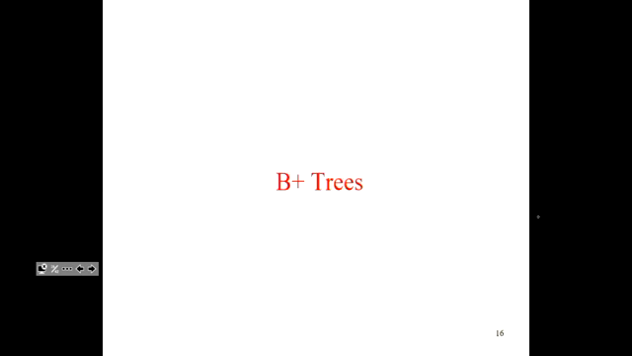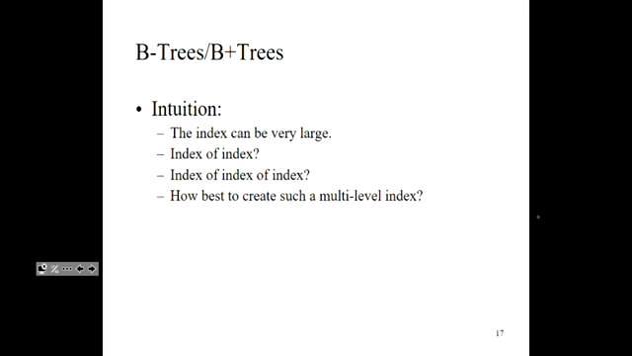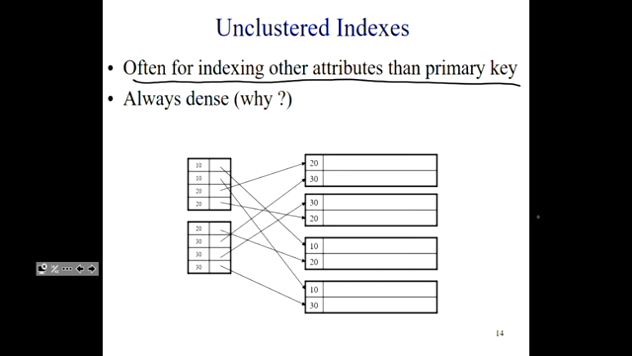Okay, so let's dive into B plus trees. The intuition behind B trees or B plus trees is that if you thought about the previous index structure that we had, let's say you're talking about UINs, there could still be a very large number of UINs in your student database, right? There could be tens of thousands or hundreds of thousands of UINs. So how do you retrieve a specific UIN? Going through the list of UINs is not going to be helpful because there could be a very large number of UINs. So what you might want is an index of an index, right?